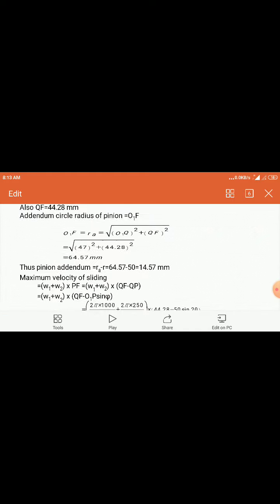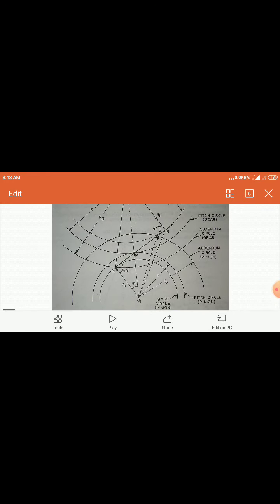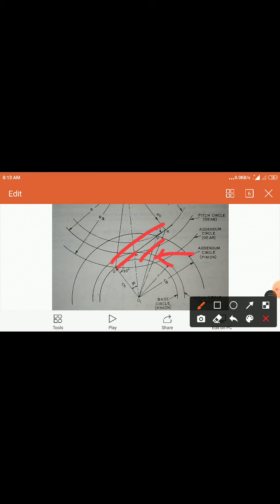So omega 1 and omega 2 are given. Now you have to find out this PF value. You can find it out by a similar approach, and this is nothing but QF minus QP. PF is nothing but the total QF value minus this QP value. It will give this value.